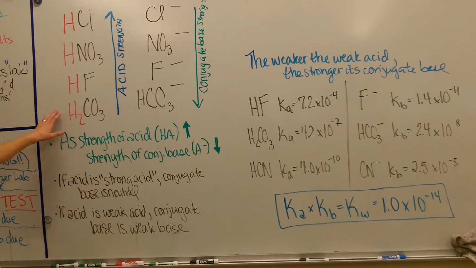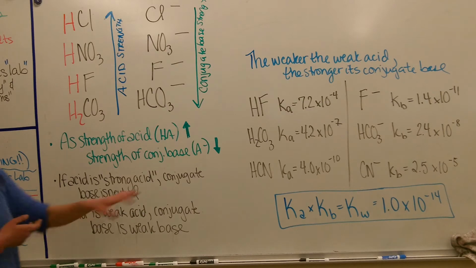If the acid is a weak acid, the conjugate base will be a weak base. And some weak acids are stronger than others, so you can have relative differences within the weak acid category. Remember, weak acids covers lots of things. It's any acid that isn't part of our 7 strong acids. So let's look at some examples over here.